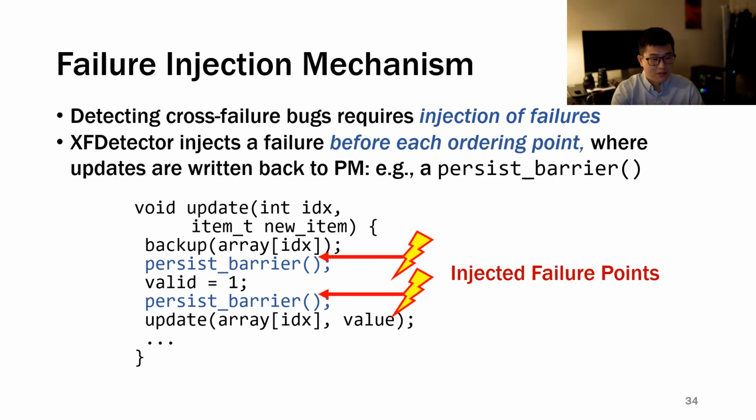So our solution is to smartly inject failure only before each ordering point, such as the persist barrier. The insight behind that is we know data will become potentially consistent after the persist barrier. Say we write back some piece of data after the persist barrier, but not the other way around. So we only inject failure at the points before data can become potentially consistent. And with such an injection, we can cover all cases.